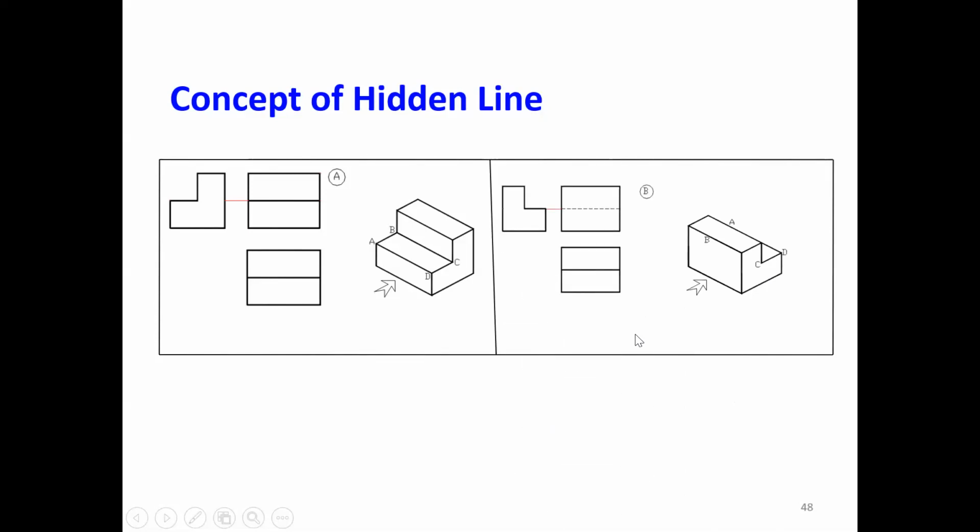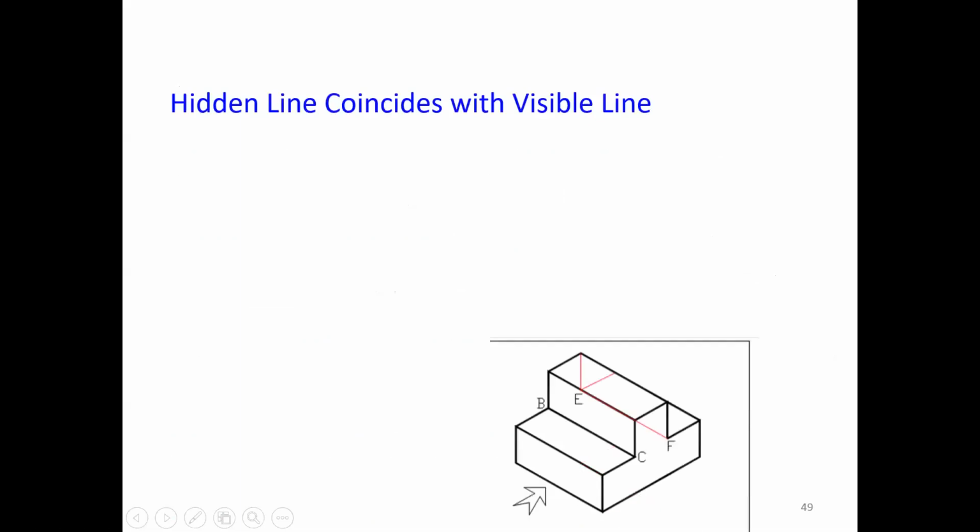So how is it required to draw? You can just take the projection from this side and you can draw the hidden line. So it indicates that BC is a hidden line. So this is what the concept of hidden line. So one more example here we will discuss.